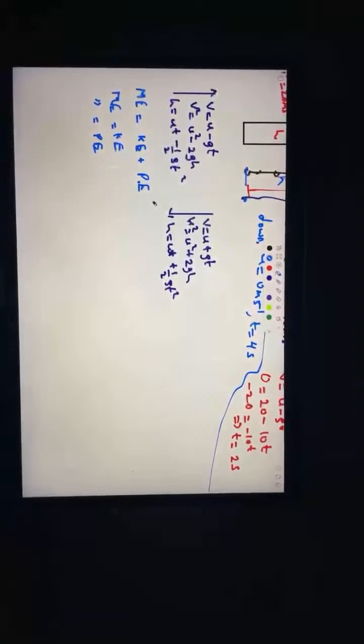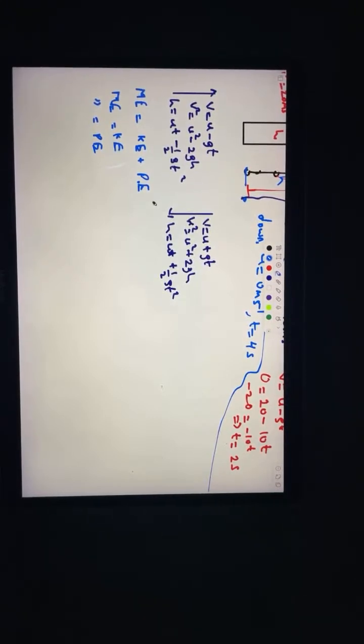Now, what is kinetic energy? Kinetic energy is possessed when a body has speed. Also, what is potential energy? Potential energy is possessed by virtue of position.